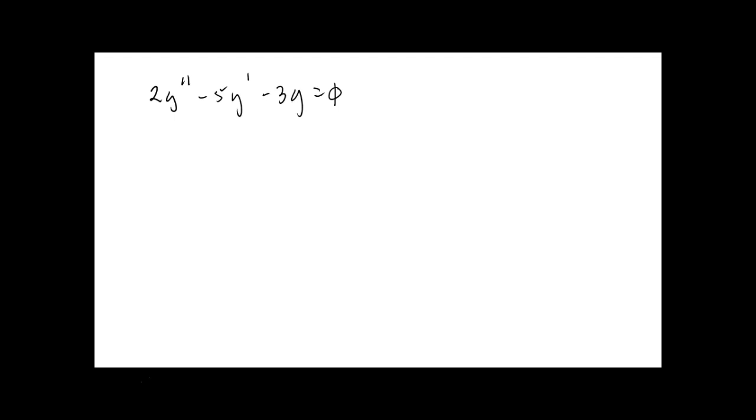So 2y double prime is not 2y double prime times y double prime. That would be 2y double prime squared, and that would be nonlinear. I think I know where you're heading, but you're skipping a step. Okay, let's go back to this question.